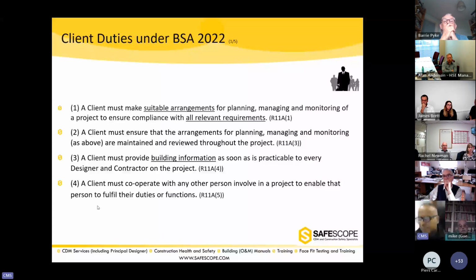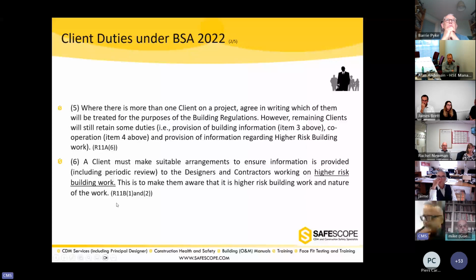A client must cooperate with any other person involved in a project to enable that person to fulfill their duties and function. Fair enough. Where there's more than one client on the project, they agree in writing who wants to be the client, which is highly unlikely on a project, but there could be situations where there could be more than one client. But then you have to have a written agreement among those acting as a client.